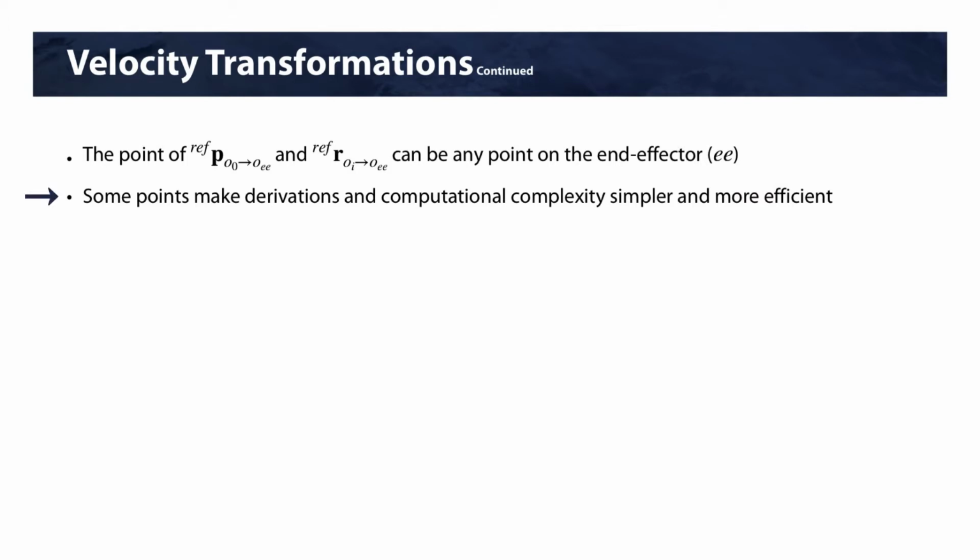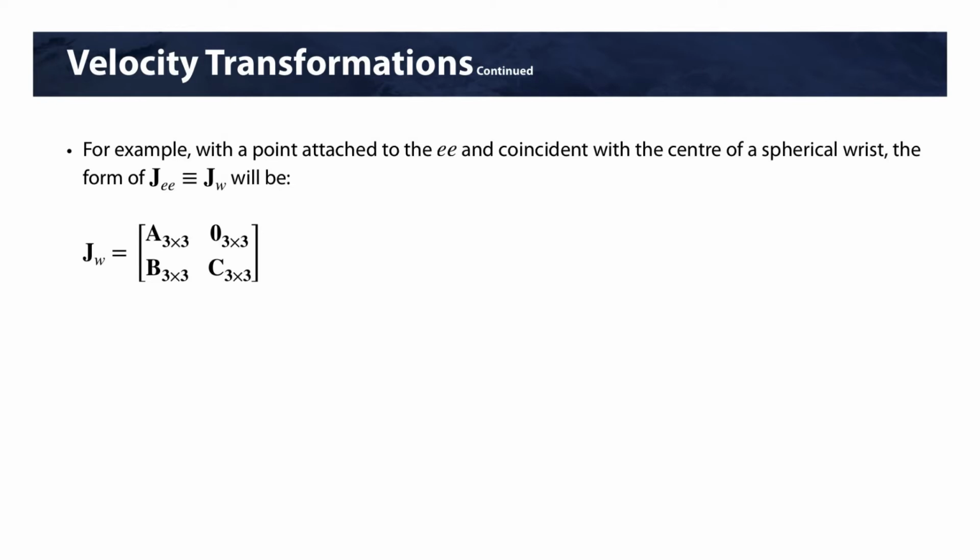Now, some points make derivations and computational complexity simpler and more efficient. So if we choose this point appropriately on our end effector, we can actually make the calculation of our Jacobian simpler. Now, let's look at an example of that.